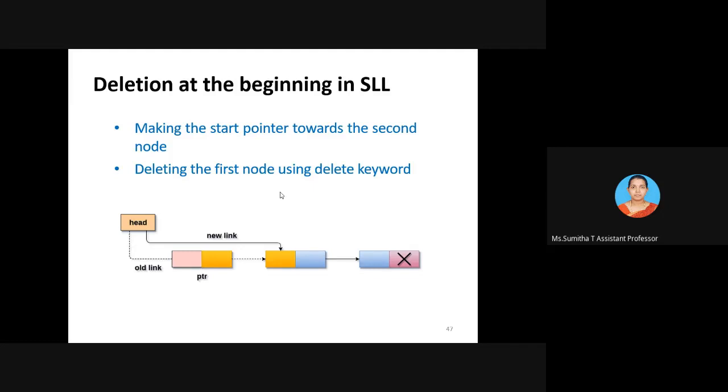Please, any idea, anyone? How we can delete the first element, the first node in the list? Here I have given some lines. Please read that and come up with an idea how we can do it.